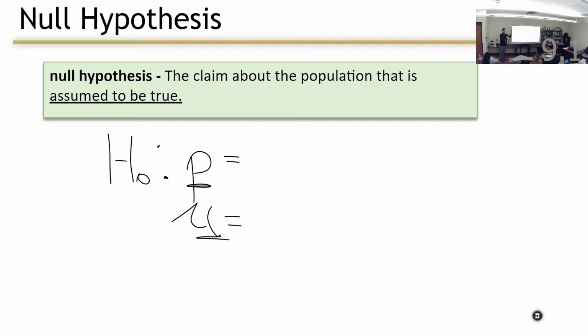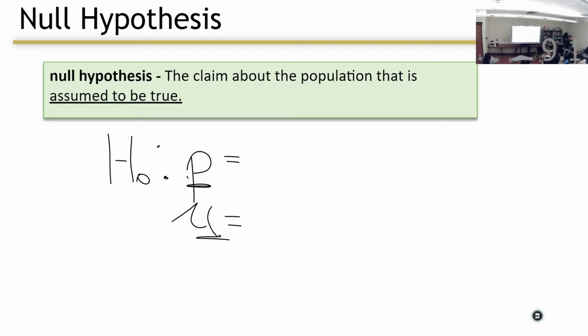It's always a parameter. I promise you on multiple choice you're going to see H naught with a p hat and an x bar. Those are always wrong. They're never, ever right. It has to be a parameter and it has to have the equal sign. It's not a big deal, and most students don't have an issue with that. The issue is sometimes they use the wrong parameter, which I can't imagine how you can possibly do.